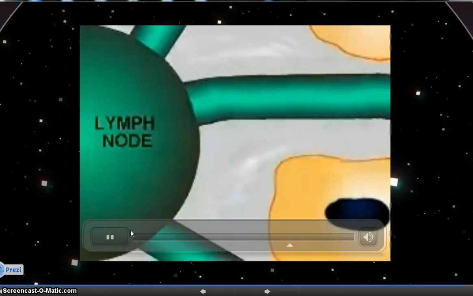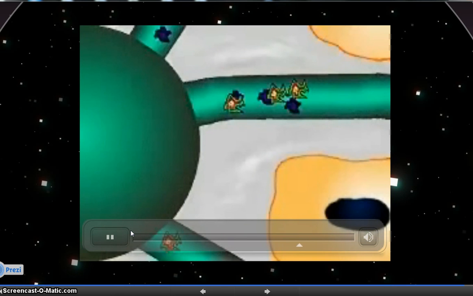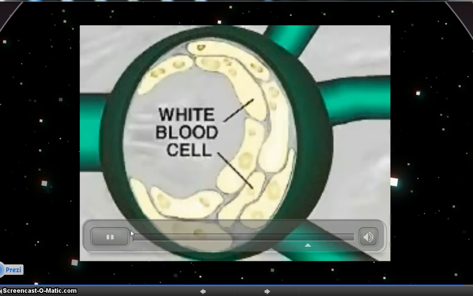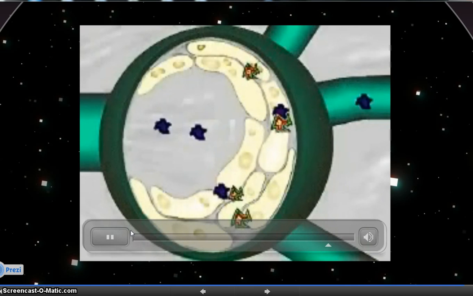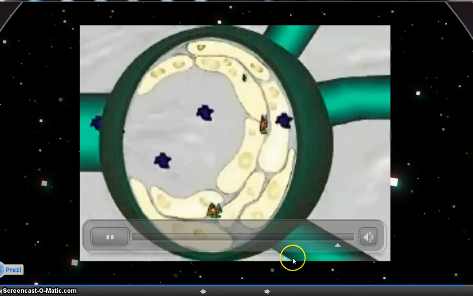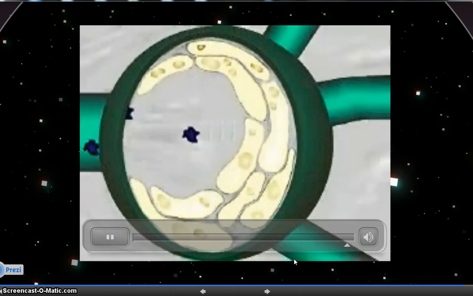The lymphatic vessels flow through several lymph nodes. These lymph nodes contain concentrations of white blood cells, which kill bacteria and other harmful agents trapped in the nodes. The tissue fluid returns to the circulatory system through the large vein.